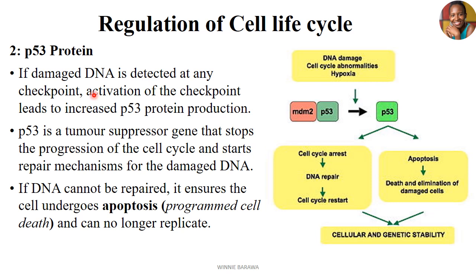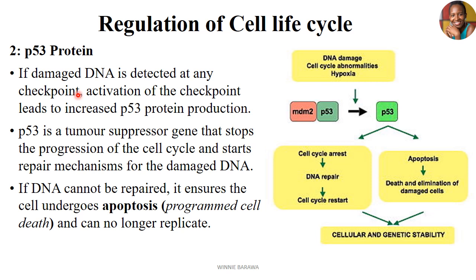The second mechanism that helps us to regulate our cell life cycle is the use of the p53 proteins. The p53 protein says that if damaged DNA has been detected at any of these checkpoints, remember we said the first mechanism is a checkpoint. So if at this checkpoint you detect damaged DNA, the presence of this damaged DNA will activate production of p53 proteins.